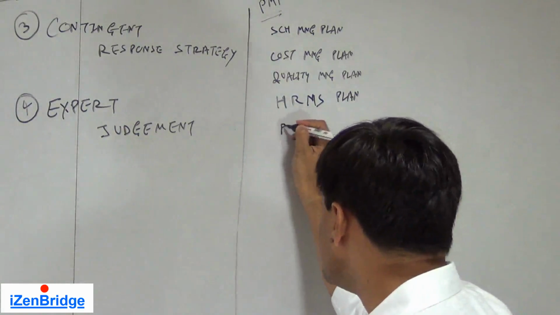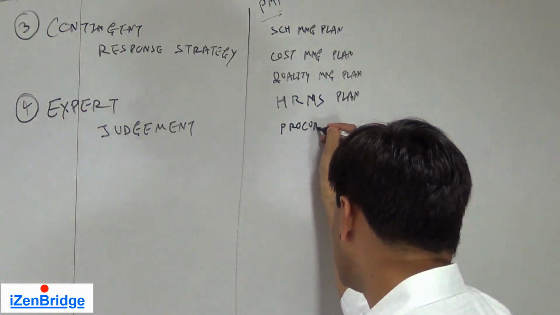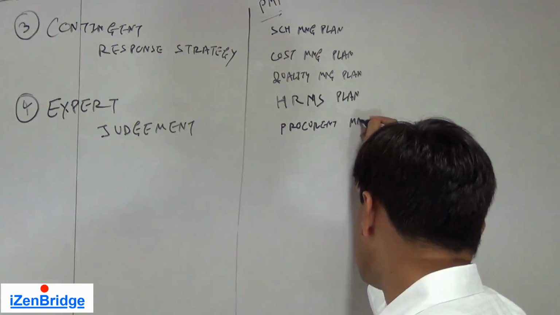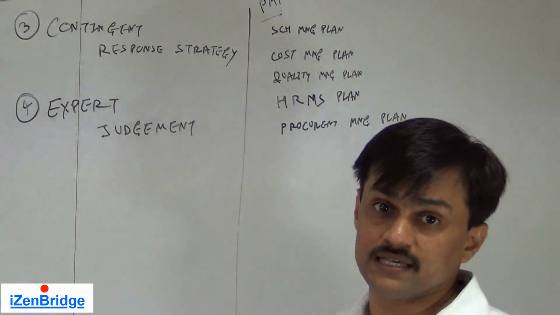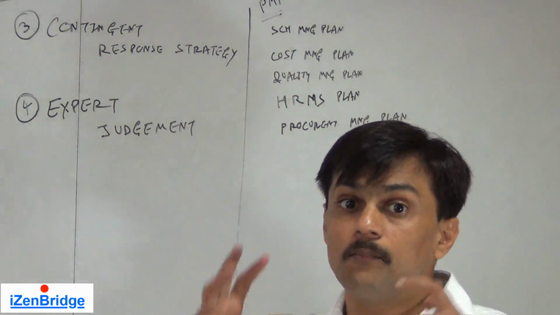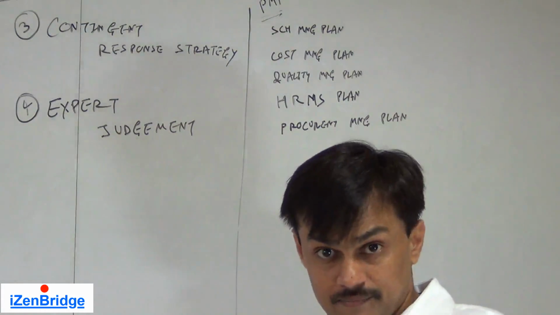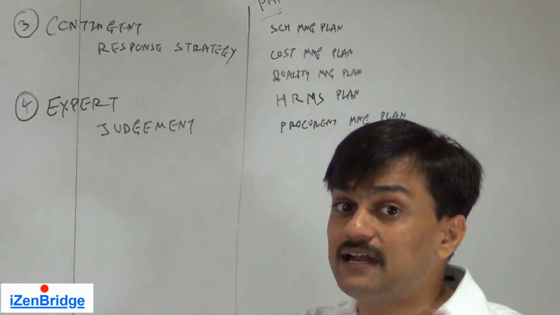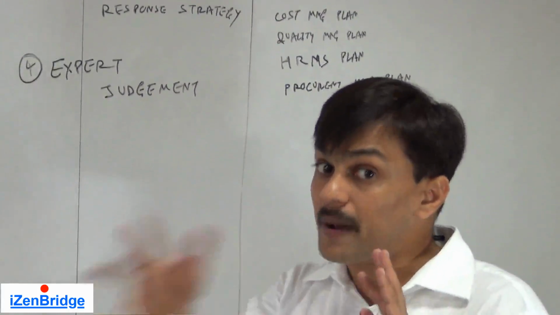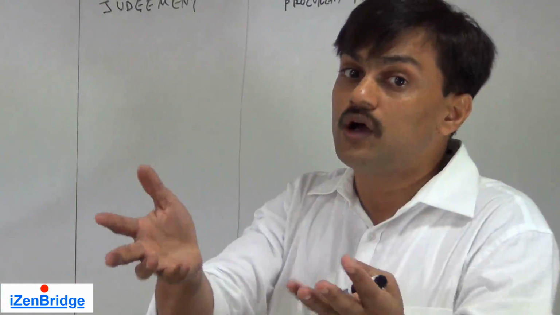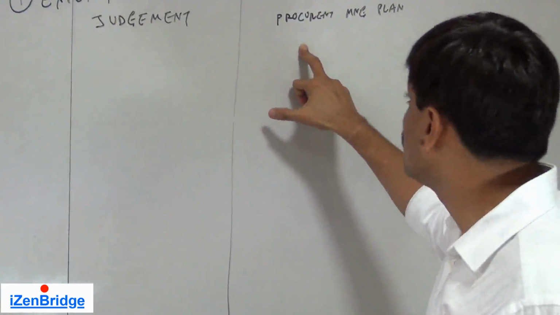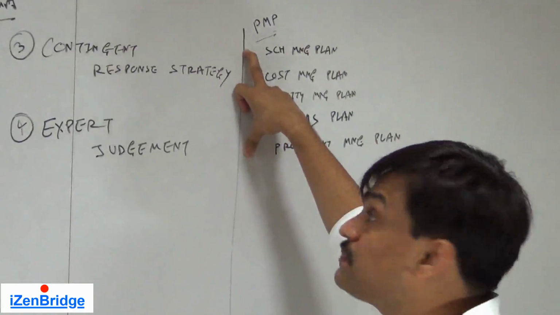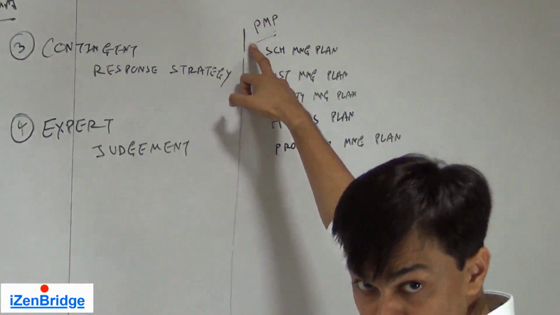We may also change the procurement plan. The procurement management plan may get changed because while you're doing a transfer analysis, you may end up deciding on buying a few things rather than making them. And if you are making those buy decisions, or triggering an analysis of make or buy decisions, that will change the procurement management plan. So this set of subsidiary plans of the PMP may get changed.